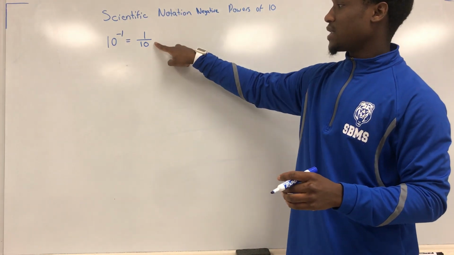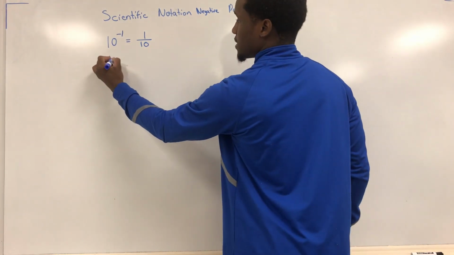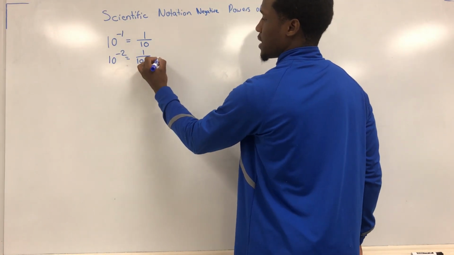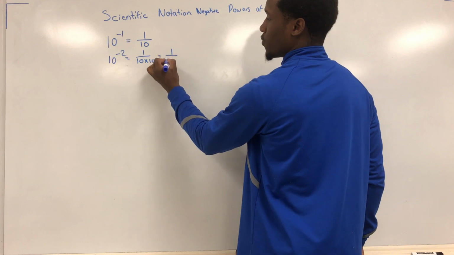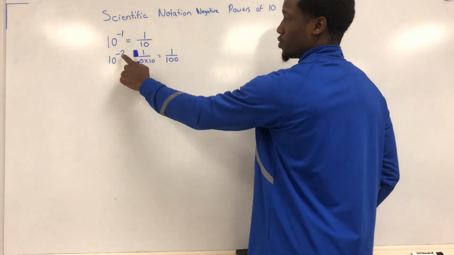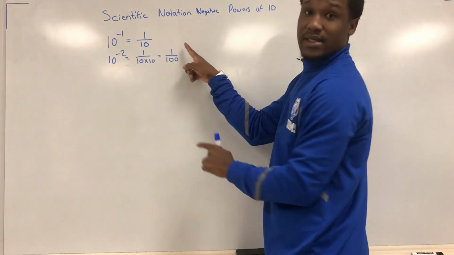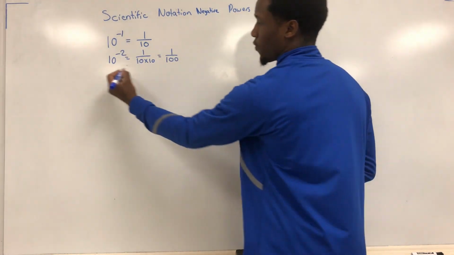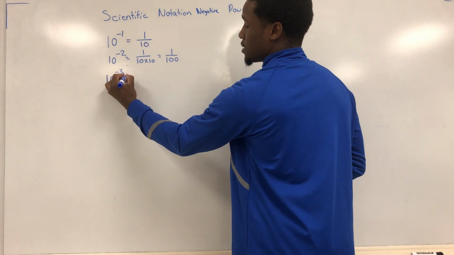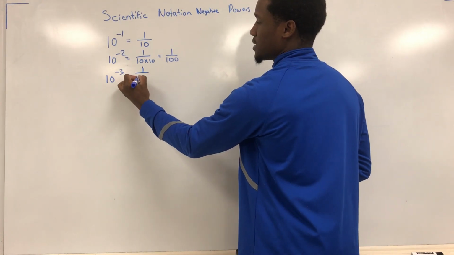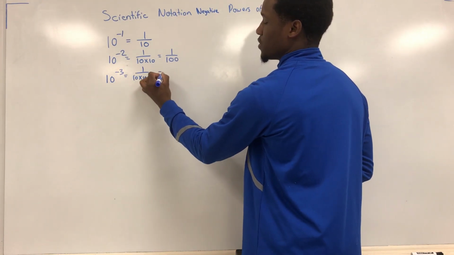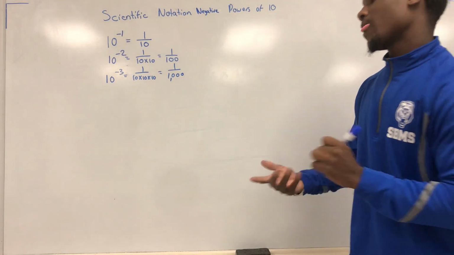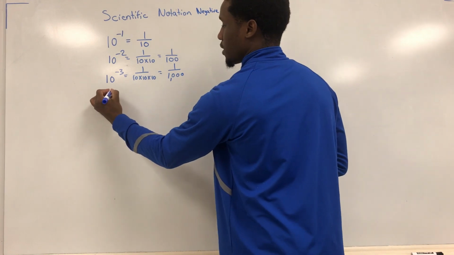So this means 1/10. And over here, 10 to the negative 2 power is going to be 1 over 10 times 10, which is going to be equal to 1 over 100. Okay? So you still get those two zeros, except it's in fraction form. Let's go ahead and do a couple more. Negative 3 is going to be 1 over 10 times 10 times 10, which is 1/1,000 over here.